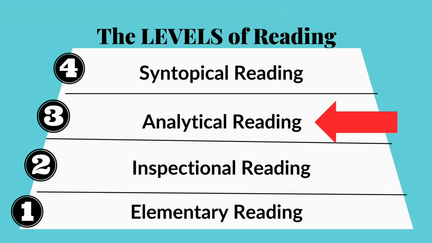And it's also fine to stop at Stage 2, inspectional reading, for any particular book if you decide for whatever reason that you don't want or need to read the entire book analytically or thoroughly. But if you really want to understand the book, you need to move on to Stage 3. And finally, Stage 3, analytical reading.